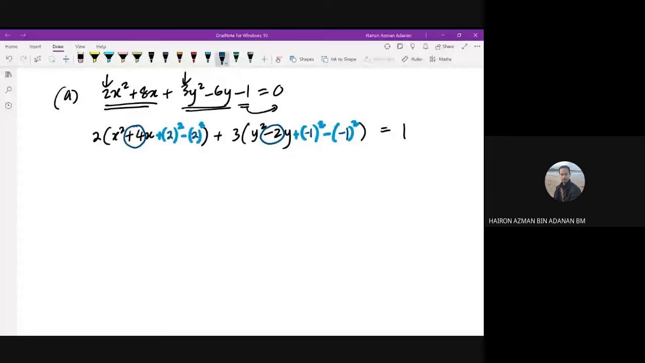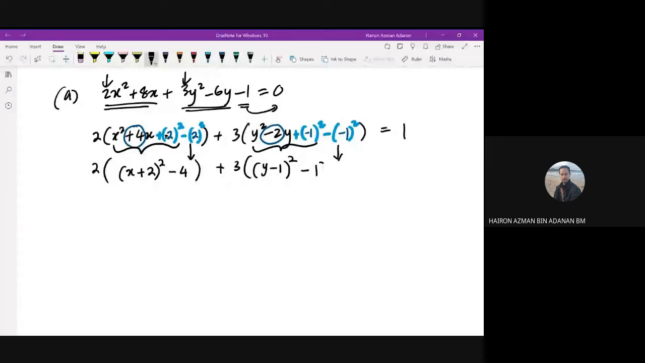Next step, we complete the square. So we get x plus 2 squared, and this one will become negative 4, plus 3 times y minus 1 squared. If you're not confident, you can expand back and you will get the same thing. This one becomes negative 1 squared, so negative 1 only. Equal to 1. Done for the first step.